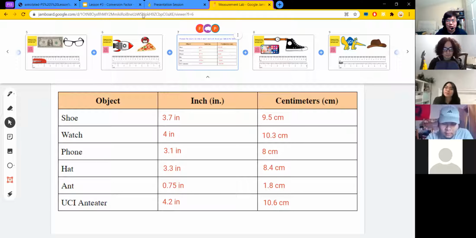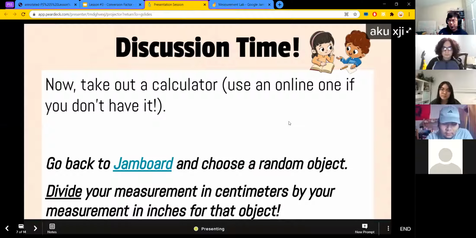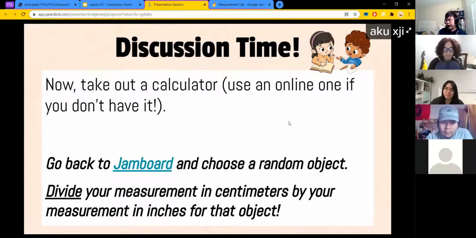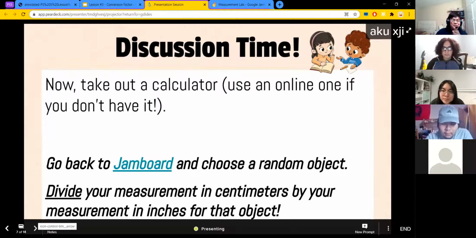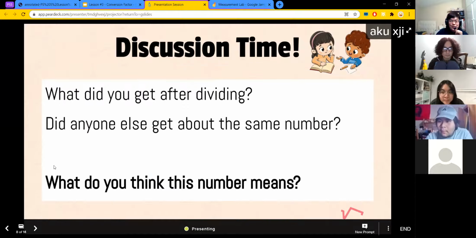Okay, so we all see that if we divide the centimeters measurement by the inch measurement, we get about 2.5, sometimes 2.57, sometimes 2.54, sometimes 2.52, even 2.51, just around 2.5, right? Everyone else got about the same number. So what do you think this number means?